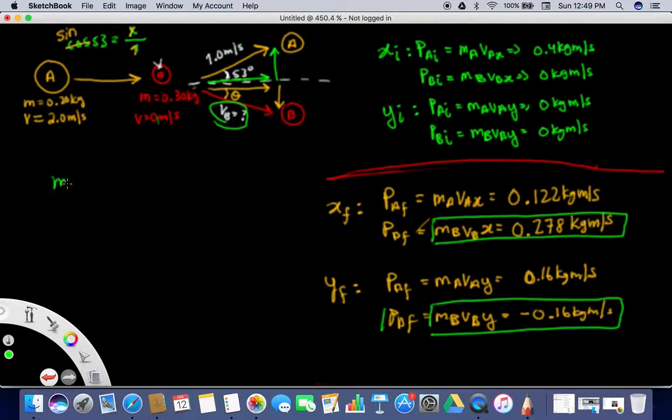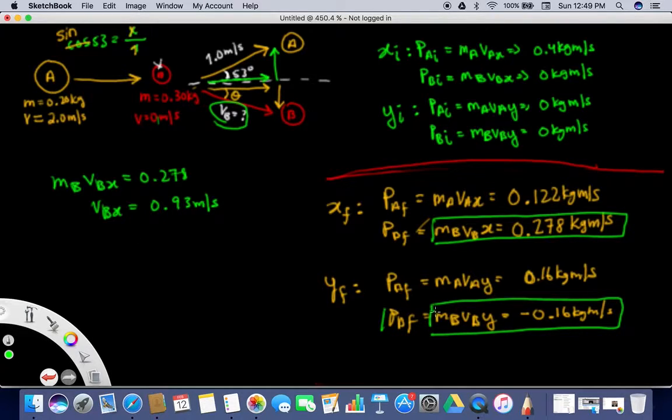So we have the first equation, mass of ball B times the velocity of ball B in the x direction equals 0.278. Now, can we solve for the velocity of ball B in the x direction with this equation? Absolutely. How is that? Well, we already know the mass of ball B. So we can divide both sides by the mass of ball B, which is 0.3, and we would get 0.93 meters per second in the x direction, in the horizontal direction.